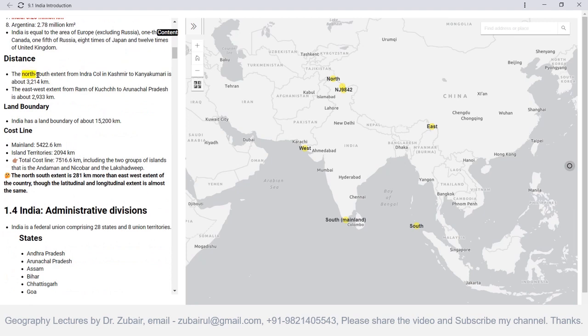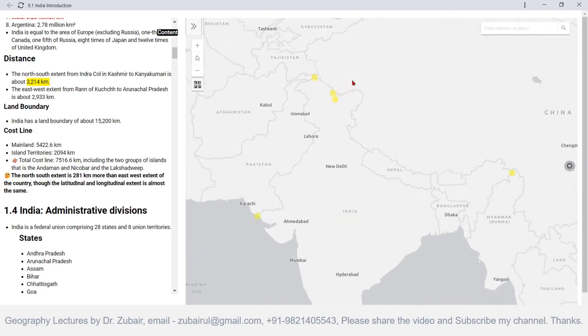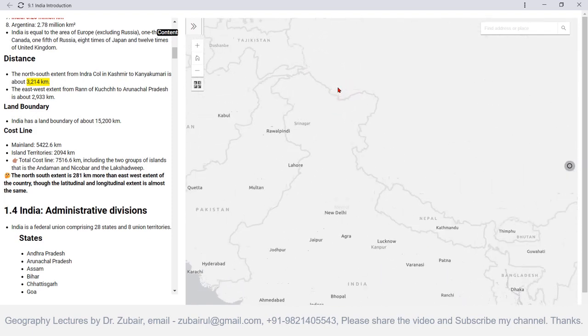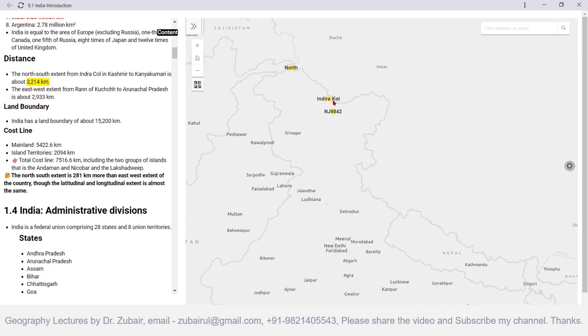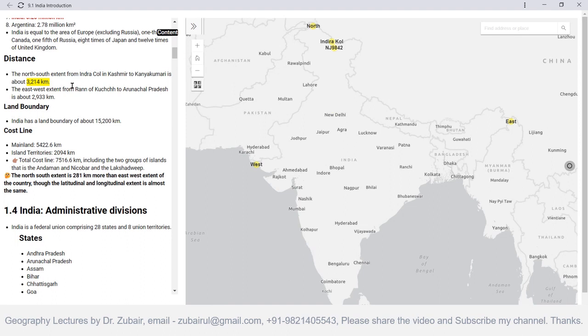So the north-south extent of India is around 3,214 kilometers, from Indira Col in Kashmir to Kanyakumari. And Indira Col is here, the northernmost part of the Siachen Glacier. And the east-west extent of India, from the Rann of Kutch to Arunachal Pradesh, is 2,933.